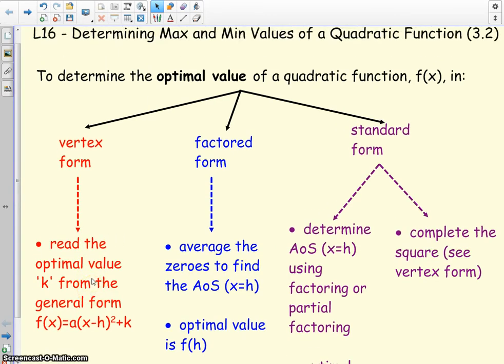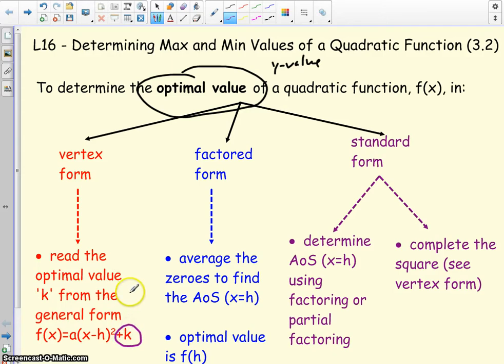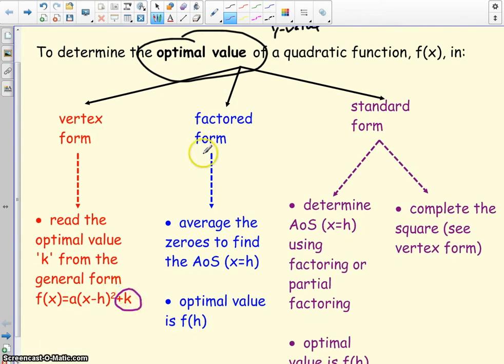So first thing you're going to want to remember, just as a bit of a recap here: if you were trying to find information from a quadratic, how you do it depends on what form you're in. Here we're specifically looking for the optimal value of the graph. The optimal value comes from the vertex, specifically the y value of the vertex. If you're in vertex form, that's the absolute easiest because you already have the vertex staring at you. The optimal value is that k.